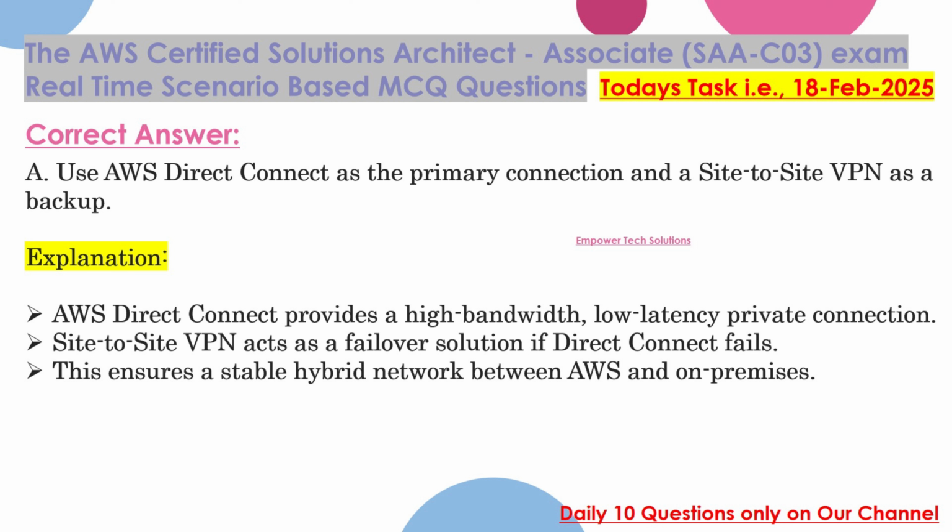Explanation: AWS Direct Connect provides a high bandwidth, low latency private connection. Site-to-site VPN acts as a failover solution if Direct Connect fails. This ensures a stable hybrid network between AWS and on-premises.